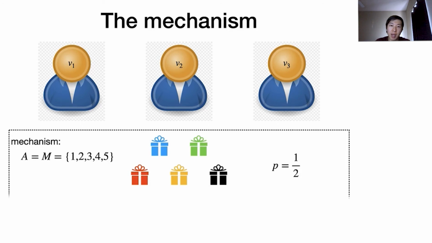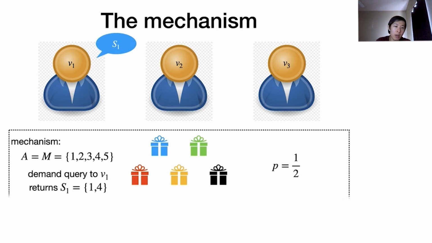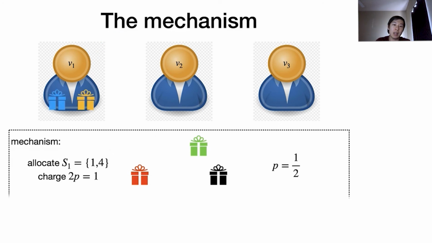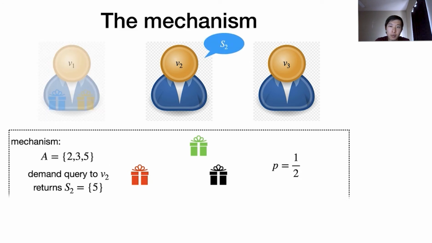So to understand the mechanism better, let's see an example. Again, we have 3 agents and 5 items. Every item is active at the beginning, and let's say the price we draw is P equal to 1/2. Now we go to agent 1. We make a demand query to V1, which returns S1 equal to {1, 4}. So we allocate items 1 and 4 to agent 1, and we charge payment 2P, which is equal to 1. Then we go to agent 2.